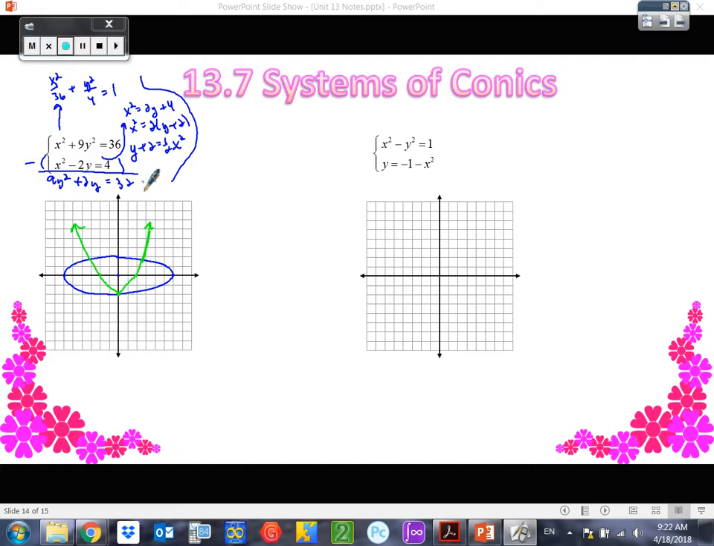Now I'm actually going to do this one by substitution. I'm going to show you it doesn't really matter which way you do it. You're going to come out with the same answer. So let's kind of hold there. Let's do substitution as well.